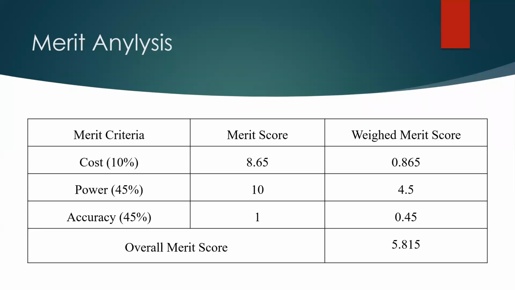Our merit curve on power was based on a scale of 0 inches to 20 feet, and our Gobstopper was able to launch just around 20 feet, so we gave that a full merit score. Our accuracy, it was not a very accurate design, so we gave that a low merit score of only 1. After calculating the weight and the importance of each one, it came to an overall merit score of 5.815, which was very good compared to our other designs.